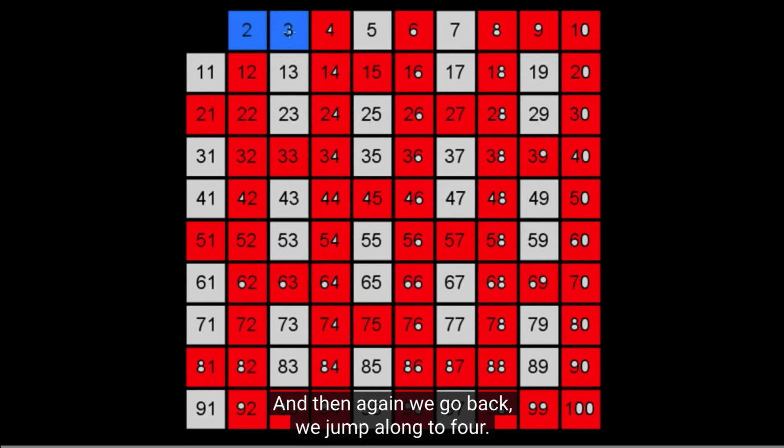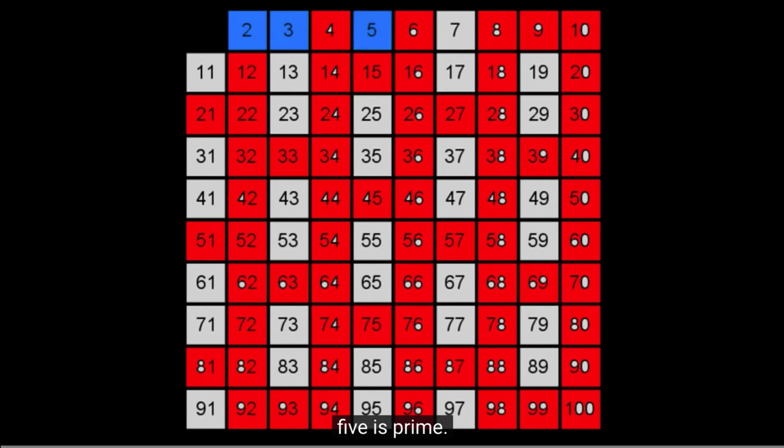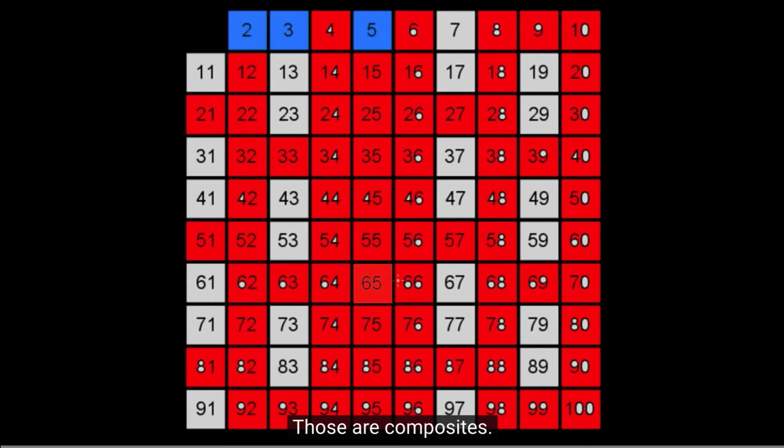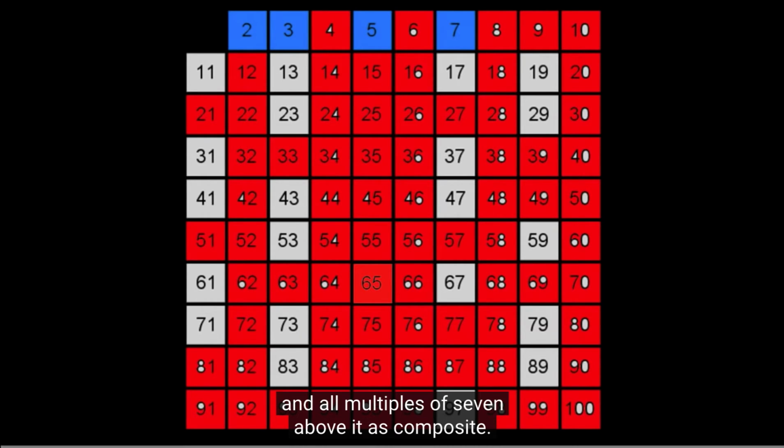And again, we jump along to 4. Well, 4 is marked, we know it's composite. Then we jump along to 5. We found an unmarked number. 5 is prime. Now 5 times 5 is 25. We go to 25, we mark off 25, 30, 35, 40, 45, and so on. Those are composites. We proceed forward until we hit 7. We know 7 is prime because it's unmarked. 7 times 7 is 49. We mark 49 and all multiples of 7 above it as composite.